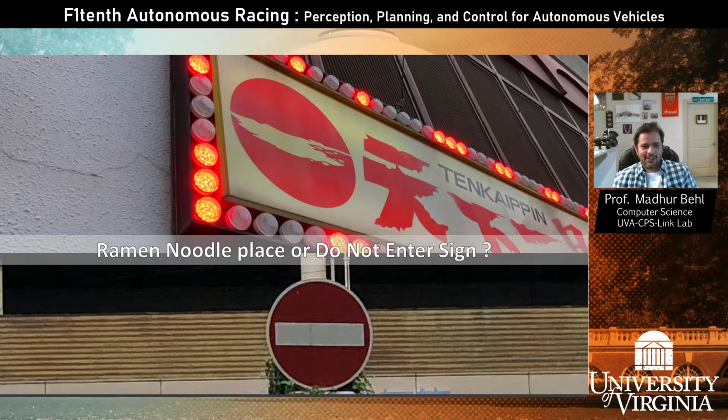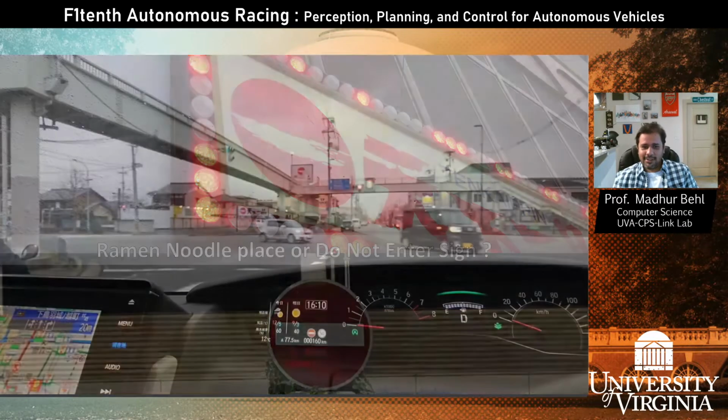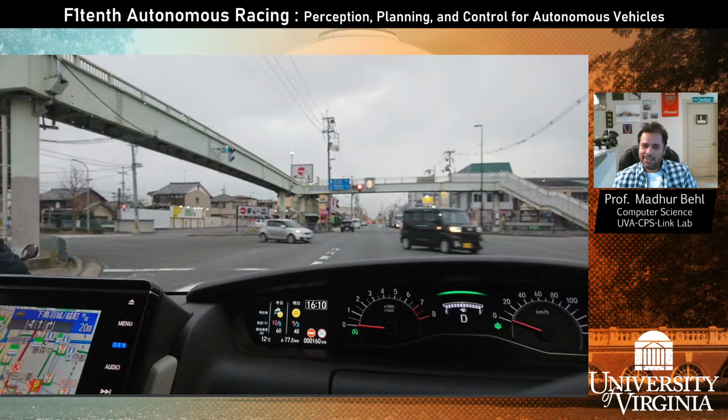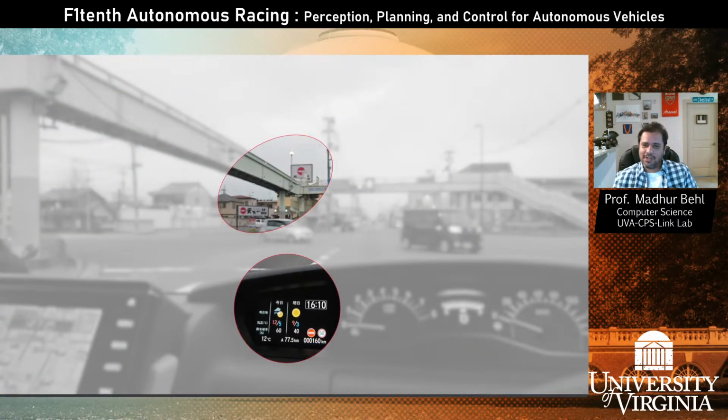This is one of my favorites. There's a ramen noodle place whose logo looks like a do not enter street sign. And so here's an example of a self-driving car prototype, which gets confused that the street or the intersection is do not enter because of these advertisements. And admittedly, you can solve this by using semantic maps and other things, but I just wanted to show you an interesting edge case.